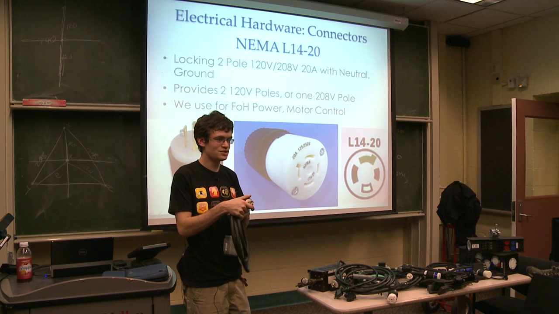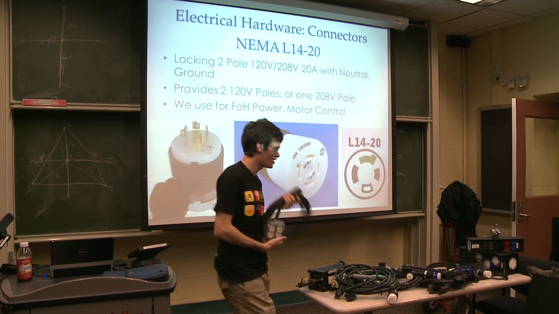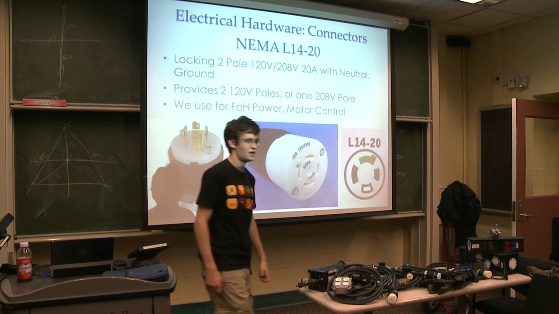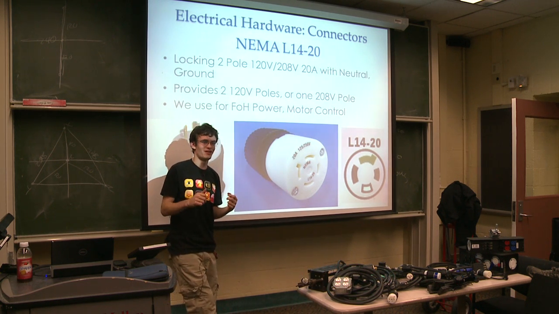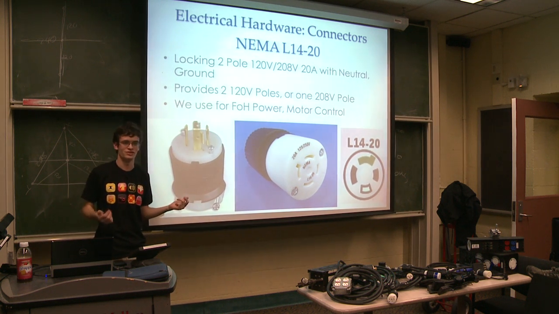But L1420 gives you two hots, a neutral and a ground. Gives you two phases on this guy. We use it for front of house power. We also use it for motor control. That way you can have your up and down in different directions, and they both go through the neutral. Whichever one completes the circuit, that's the way the motor goes.